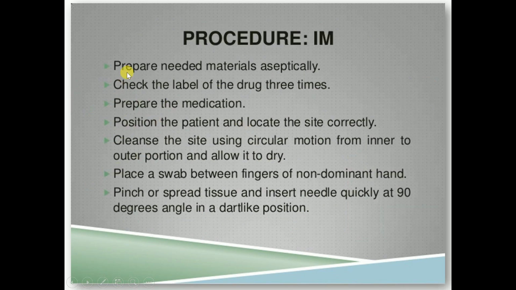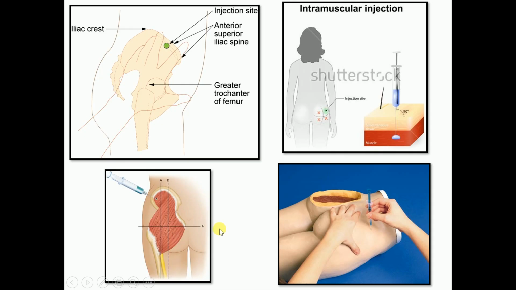Procedure: first of all, prepare the aseptic materials, then check the label of the drug at least 3 times, then prepare the medication, then position the patient and locate the site correctly. Then cleanse the site using a circular motion from the inner to the outer portion and allow it to dry. Then place a spirit swab between the fingers of the non-dominant hand, pinch or spread the tissue, and insert the needle quickly at a 90 degree angle in a dart-like position.